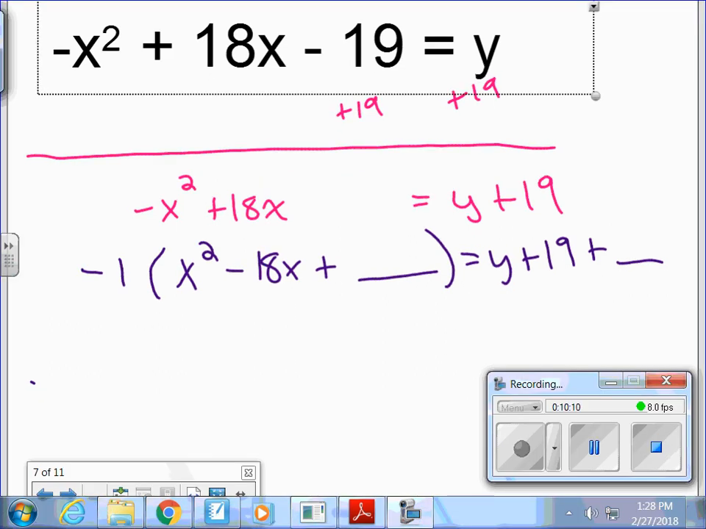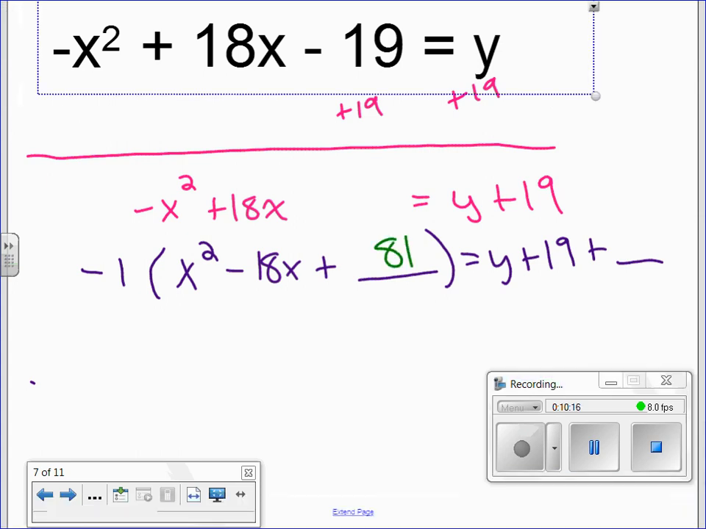Okay. What did you guys get for the magic number that will go here in parentheses? Louise? 81. Good. So if you're stuck on how she got that, she takes the negative 18, divides by 2. What's that give you? Negative 9. Remember negative 9 for me, okay? And then square negative 9, get the 81. So what I'm going to do now is take the negative 1 times the 81. That's a negative 81, and that's what's going to get added to my right-hand side. Okay, that's going to keep everything balanced.